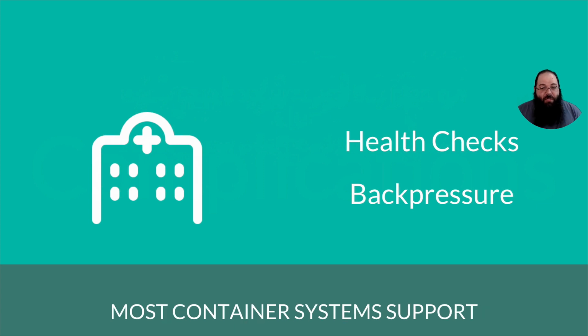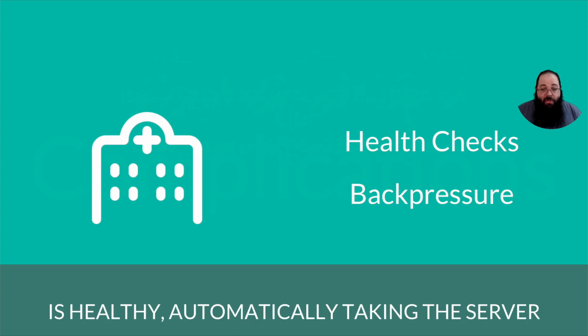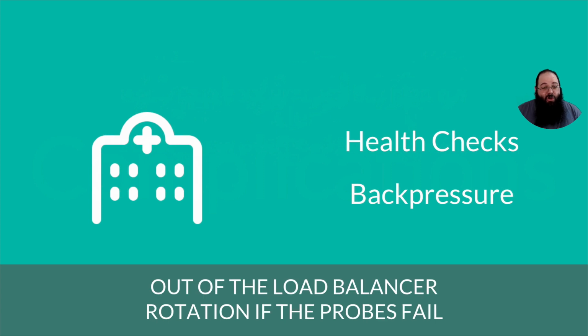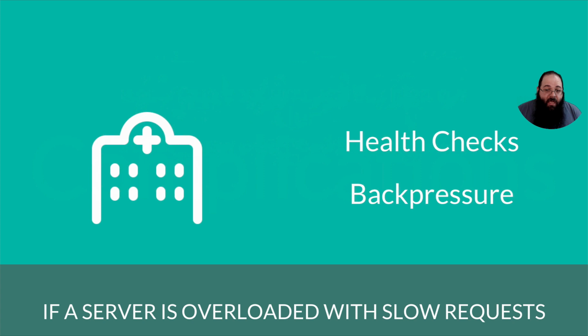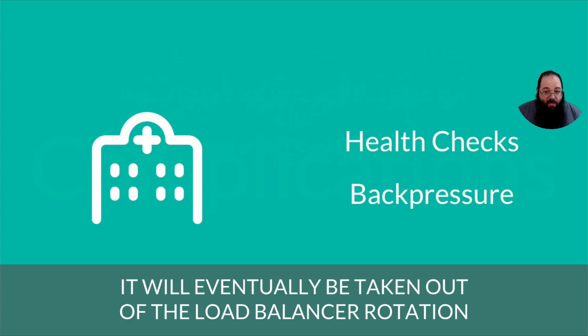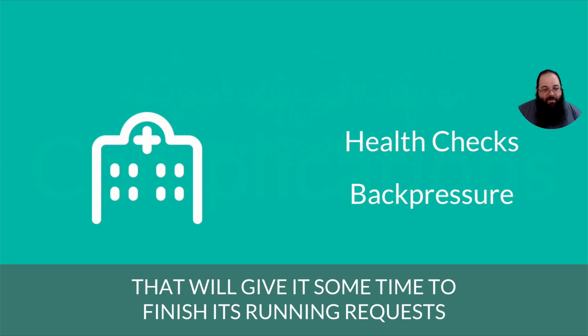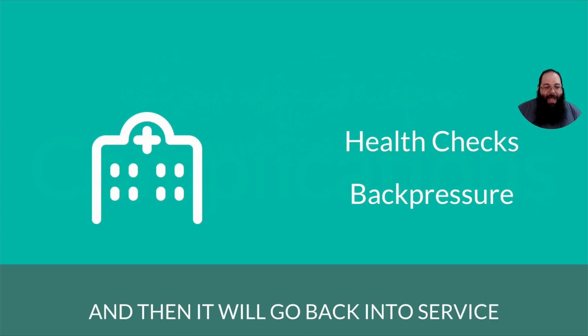Most container systems support HTTP probes to know if a server is healthy, automatically taking the server out of the load balancer rotation if the probes fail. This allows for a degree of self-healing. If a server is overloaded with slow requests, it'll eventually be taken out of the load balancer rotation. It'll be given some time to finish its running requests, and then it'll go back into service.